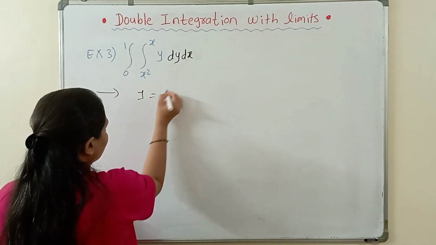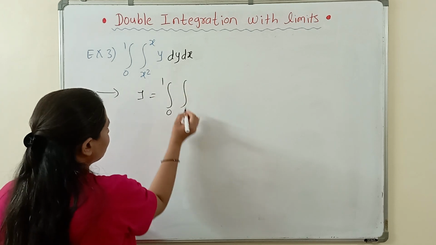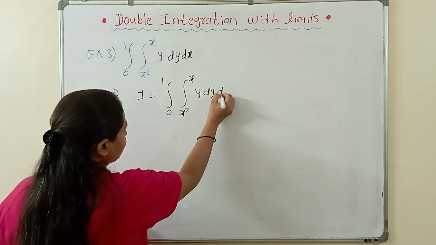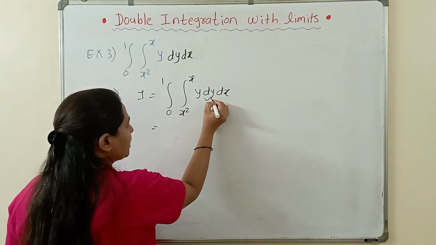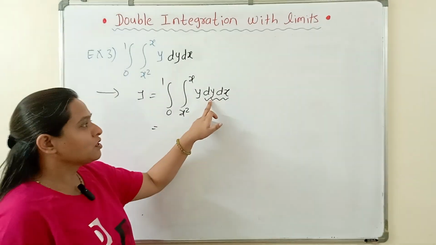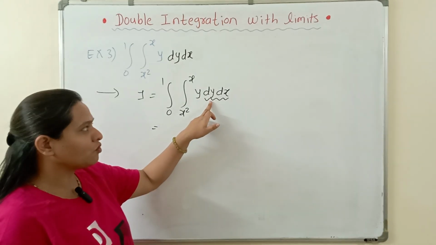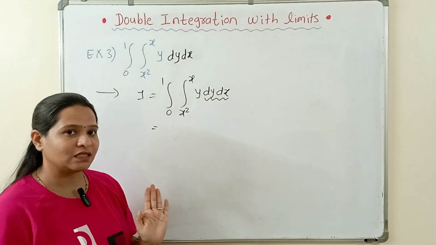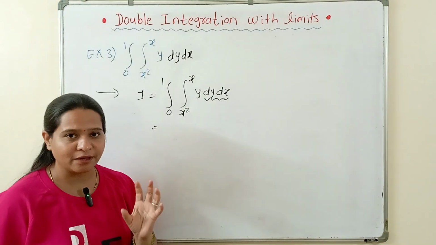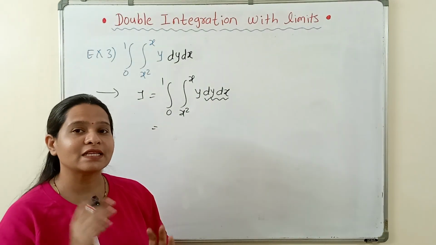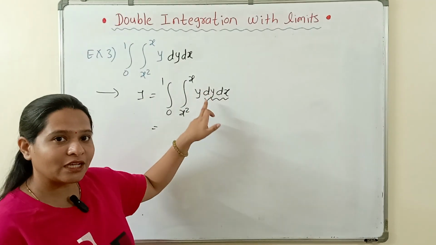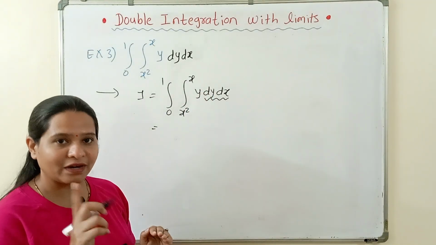So I will be equal to what? Integration from 0 to 1, x square to x of y, and then dy dx. Since the order is dy into dx, that means first we will integrate y with respect to y. In the previous example we have seen the formulas. So integration of y with respect to y, as I told you, while doing the integration we are increasing the power by 1. So here the power of y is what? 1. So when we take the integration, what will we do? We will add 1 to 1, right?